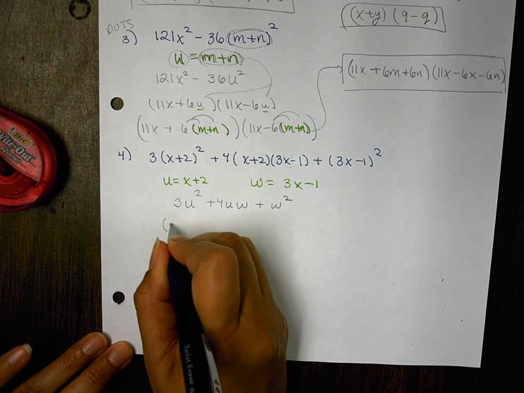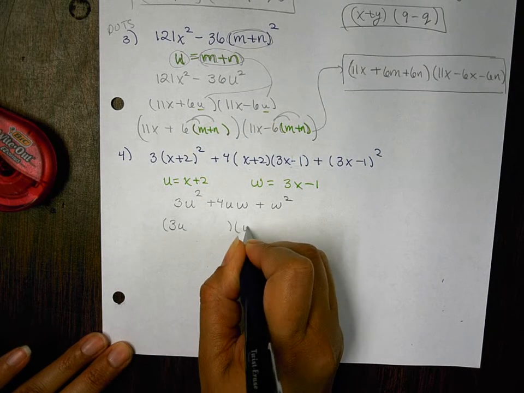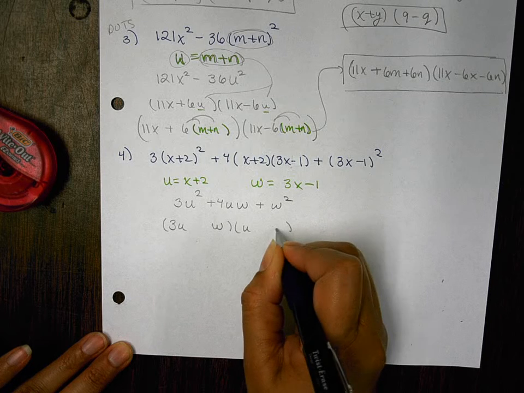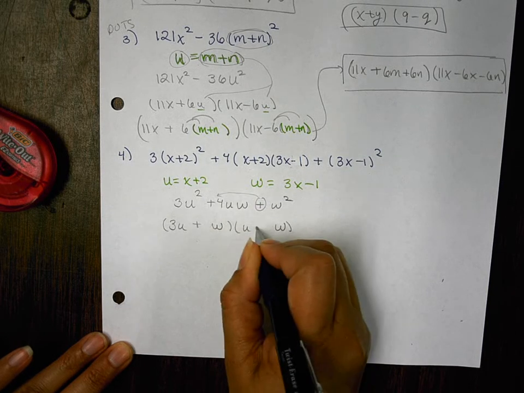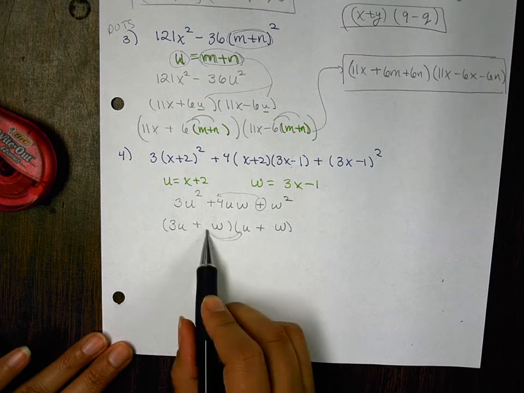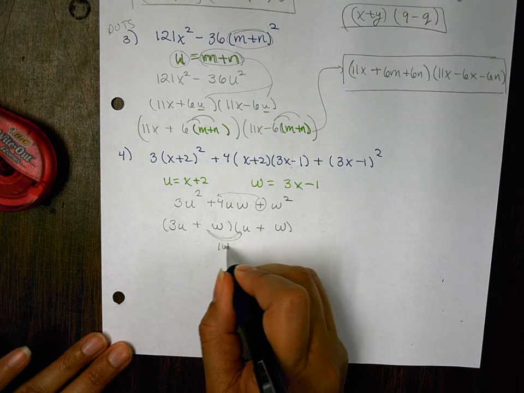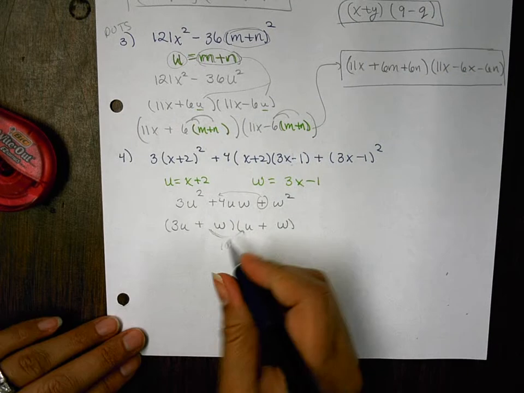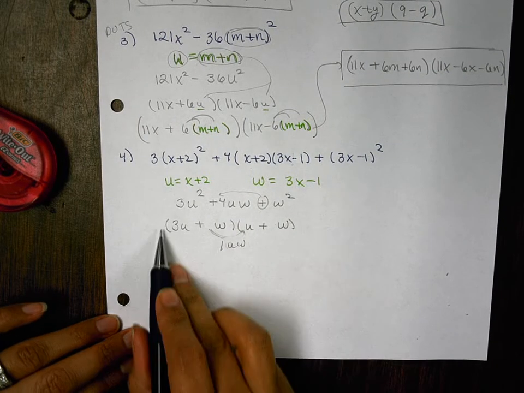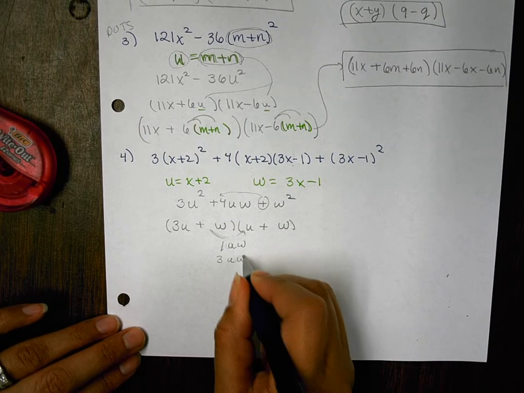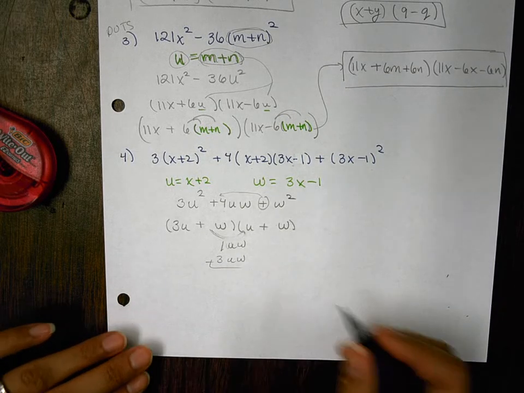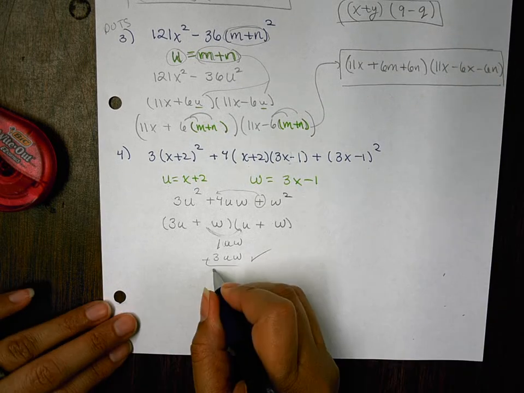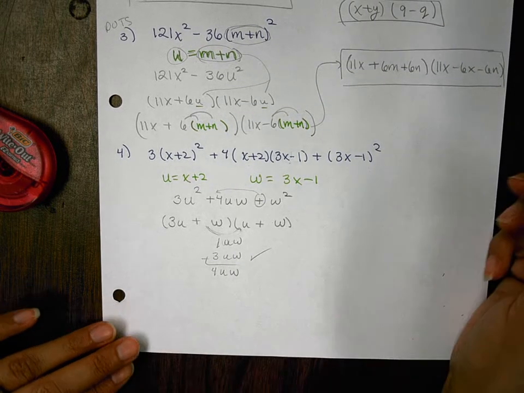Okay, I know it's going to be 3u and u and w and w. My 2 signs are the same. The neighbor tells me they are both positive. Let's do a quick check. 1uw and 3uw adds up to 4uw, which is correct. Okay, checks. Now the only thing is I have to plug my u and my w back in.